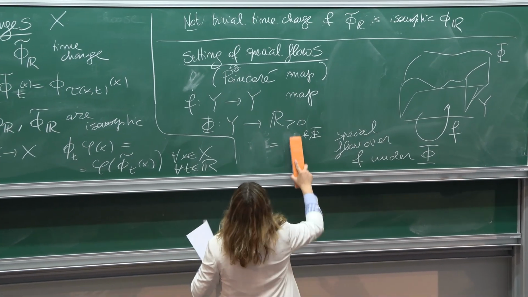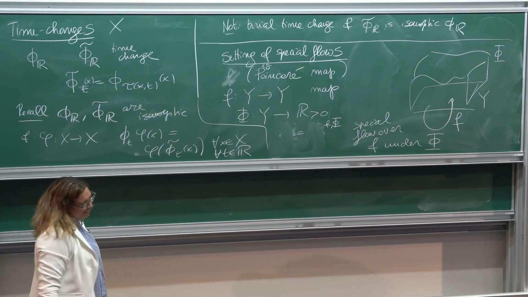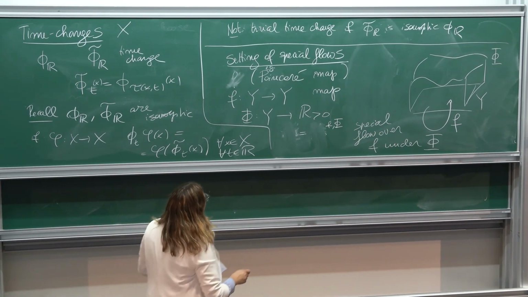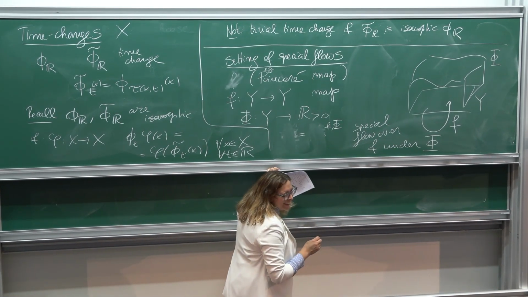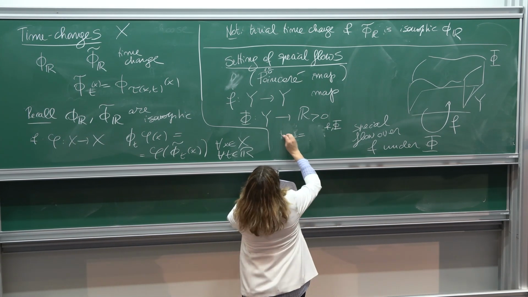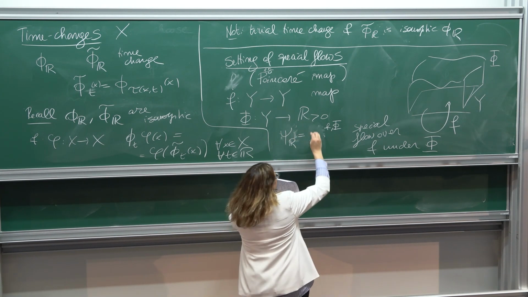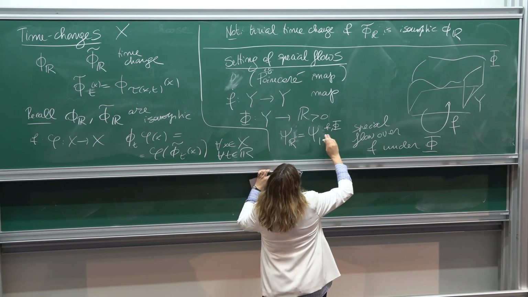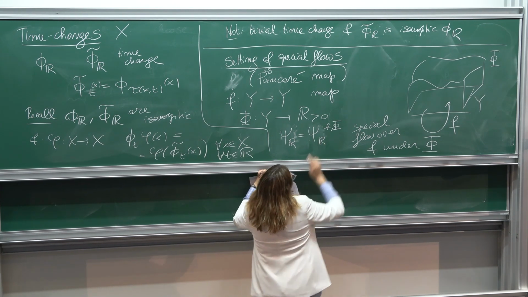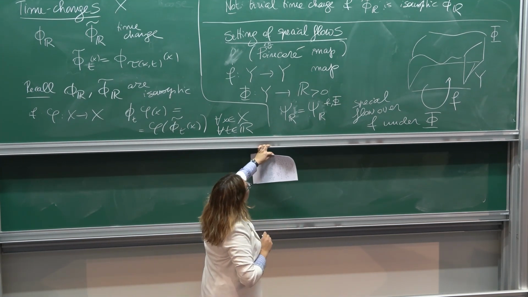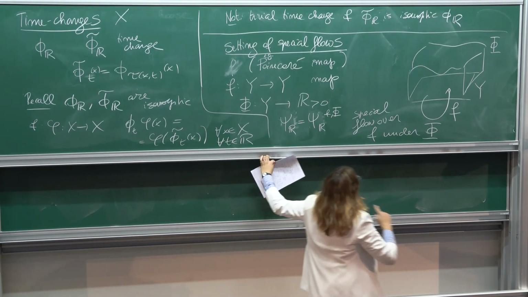I want a flow, but I don't want... Psi. Huh? Psi. What is psi? The triton. Ah, yes. Very good. This one, yes. This I didn't use. Very good. Okay, thank you. Okay, psi. So this is the special flow. I will get confused soon, but okay.